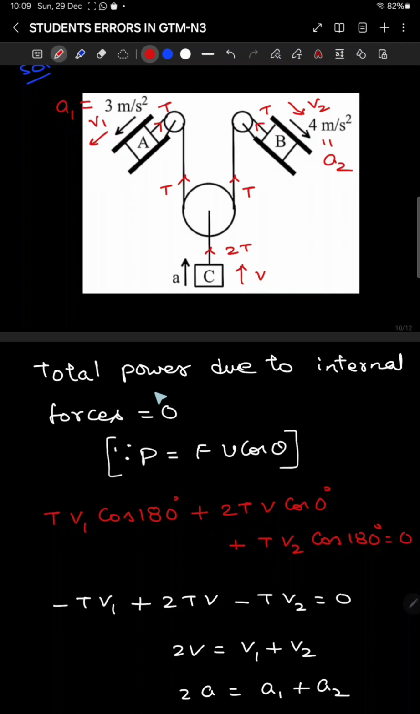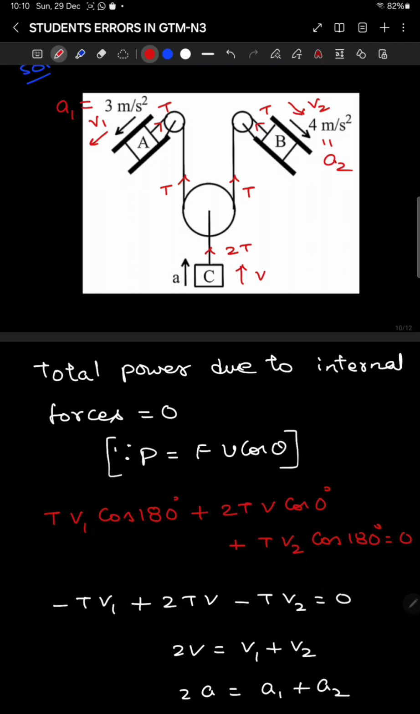We know that total power due to internal force is 0. Power formula F dot V, if you open, F V cos theta. Theta is the angle between F and V. Here power due to internal force was T, V1 opposite, so T V1 cos 180. One more internal force is T V2 opposite, cos 180. Here 2T and V both are same direction, so 2T into V cos 0.